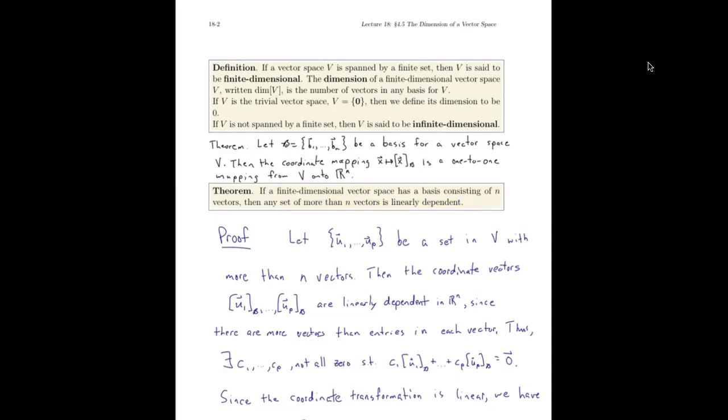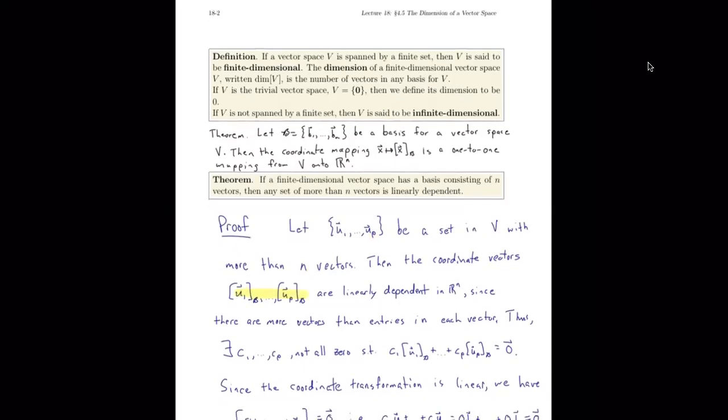So we let U1 through UP be a set of vectors in V, which has more than n vectors. So P is greater than n. Then the coordinate vectors of U1 to UP in terms of B are linearly dependent in Rn.